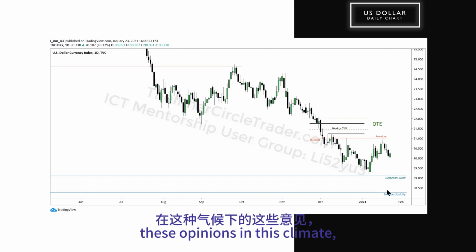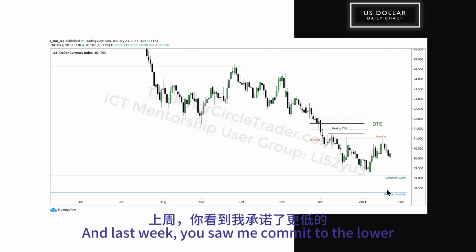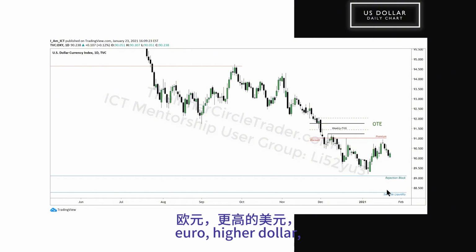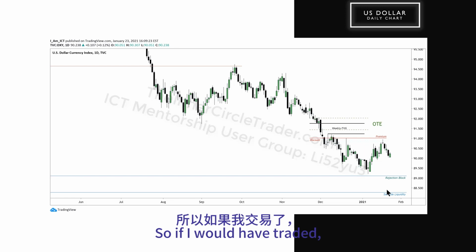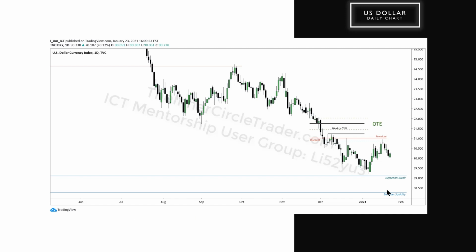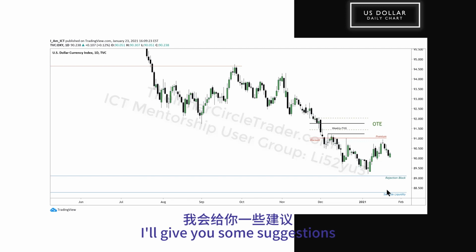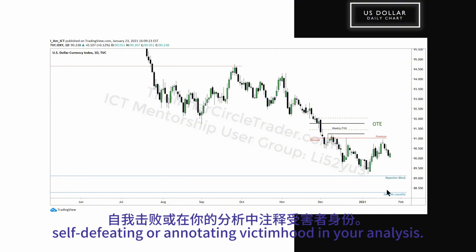But these opinions in this climate, it's just an opinion for you to study. And last week you saw me commit to the lower euro, higher dollar, and nothing happened. It just was what we have here. So if I would have traded, I would have suffered a loss. That would have been a losing transaction had I taken a trade and allowed it to go to my stop. When we get to the euro, I'll give you some suggestions how you can annotate your chart and not allow it to be self-defeating or annotating victimhood in your analysis.